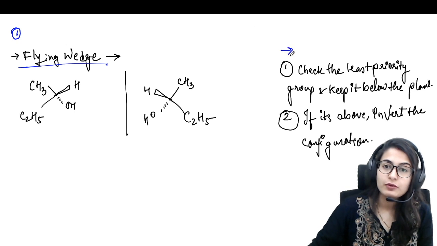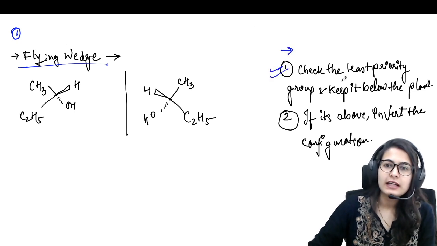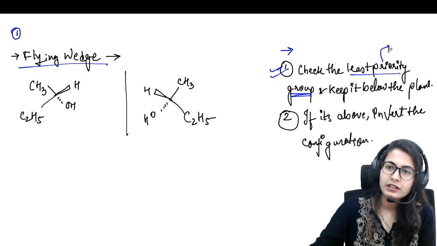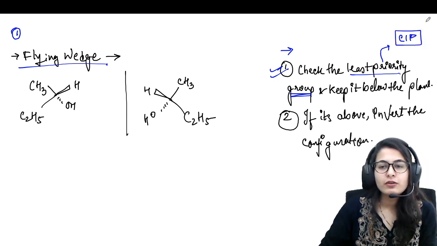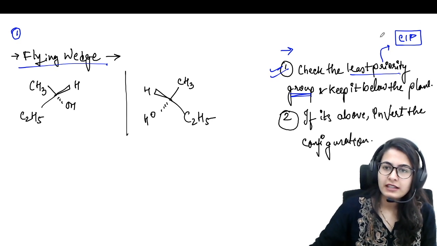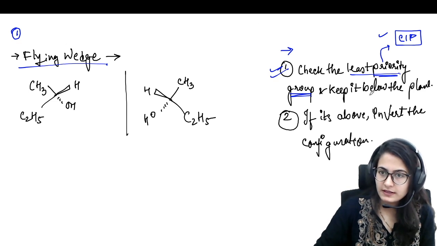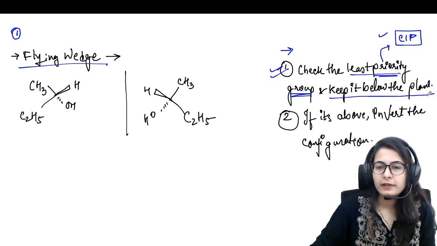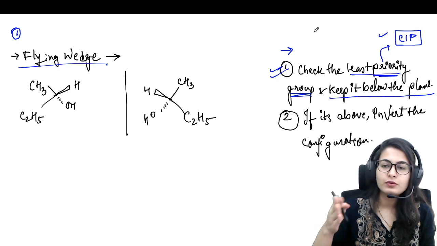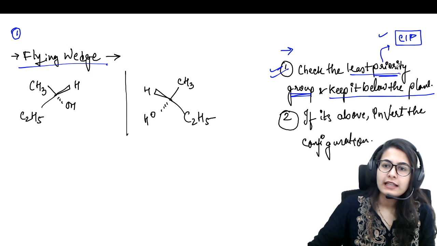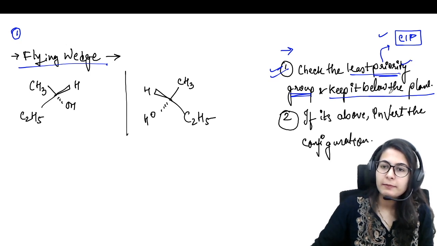So what you have to do first of all, guys, is check the least priority group. Okay, so how are you going to give the priority? Based on the Cahn-Ingold-Prelog rules. I just hope that you know the CIP rules. If not, I can make another video on this. So this is something very important as well as easy. Check the least priority group first and try to keep it below the plane. So when you are giving the numbering 1, 2, 3, 4 in the flying wedge projection, the least priority group should be kept below the plane.